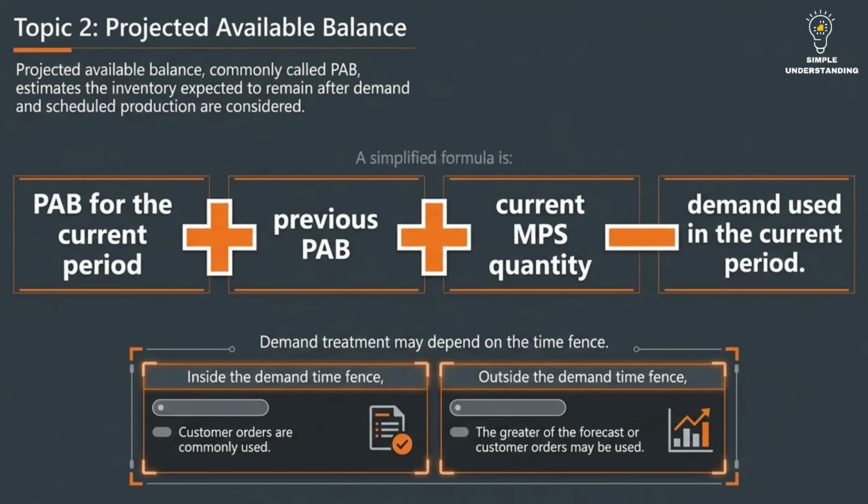Topic 2. Projected available balance. Projected available balance, commonly called PAB, estimates the inventory expected to remain after demand and scheduled production are considered. A simplified formula is projected available balance for the current period equals previous PAB plus current MPS quantity minus demand used in the current period. Demand treatment may depend on the time fence. Inside the demand time fence, customer orders are commonly used. Outside the demand time fence, the greater of the forecast or orders may be used.